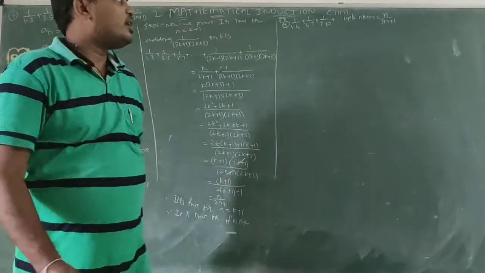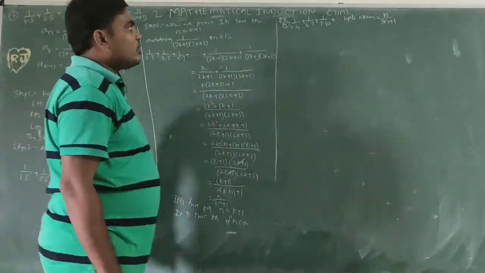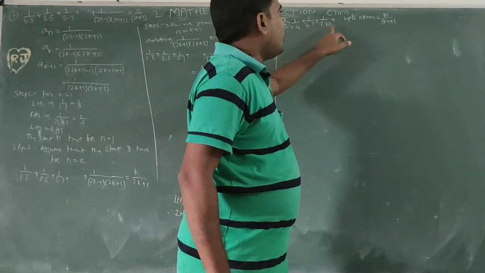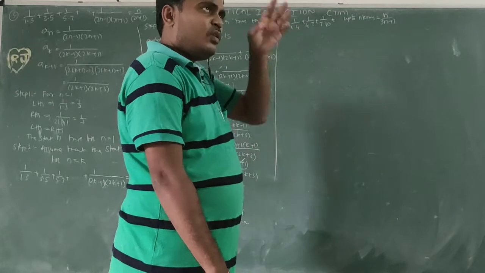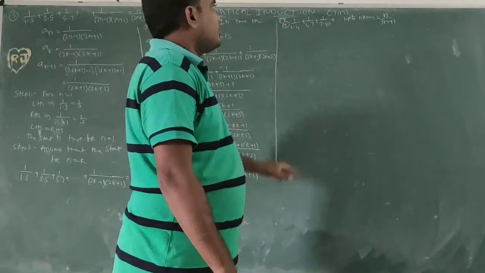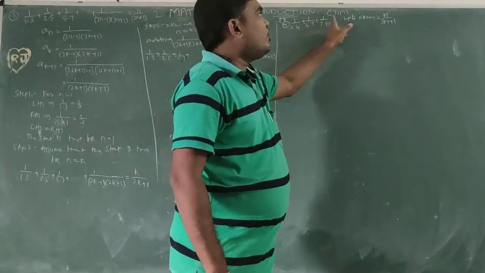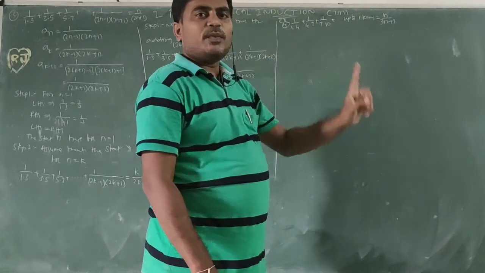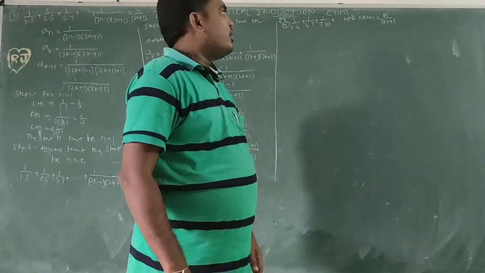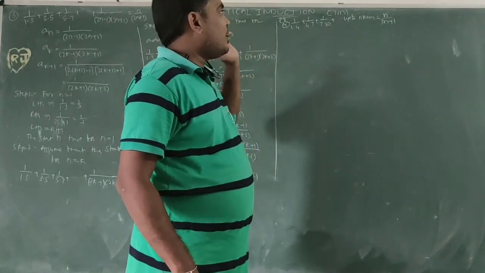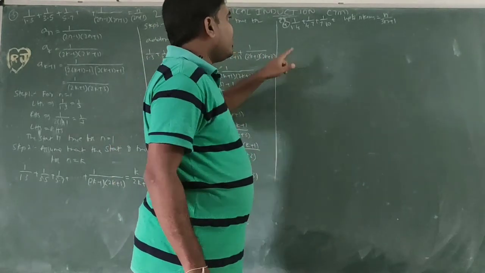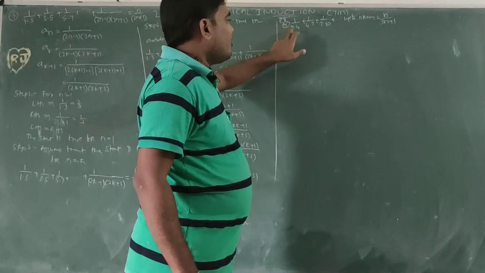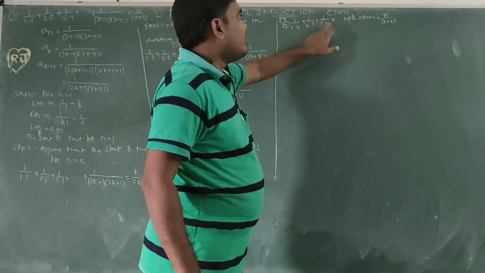So this is to be proved true for n equal to k plus 1. So 1 by 1 into 4, 1 by 4 into 7, up to n terms. We don't know what the nth term is. If we observe the numerators, 1, 1, 1, all the numerators are 1. So the nth term numerator is also 1. Now observe the products in the denominator: 1 into 4, 4 into 7, 7 into 10.